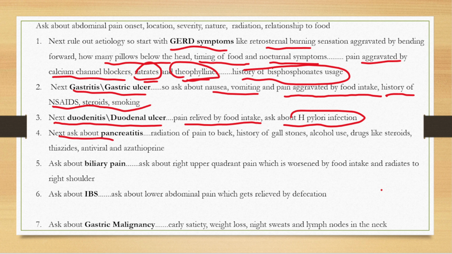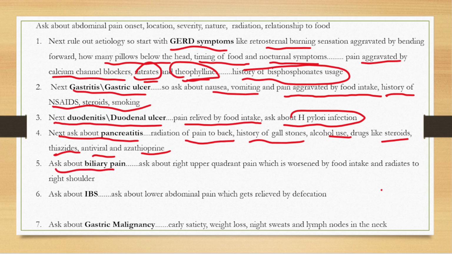Then ask about pancreatitis. Ask about radiation to the back. History of gallstones, alcohol use, and steroids can cause pancreatitis. Ask about thiazide diuretic use; antivirals and azathioprine are the main drugs causing pancreatitis. Sometimes furosemide can also cause pancreatitis.